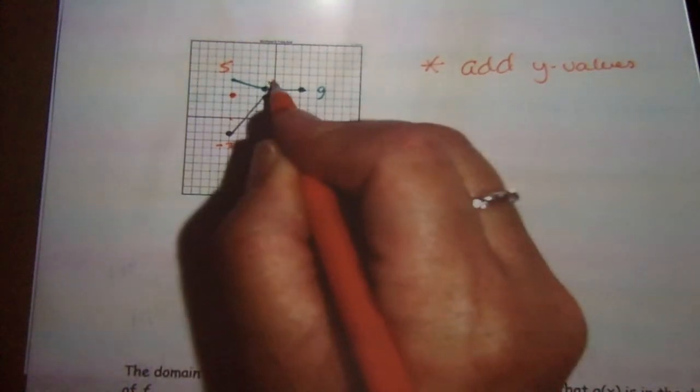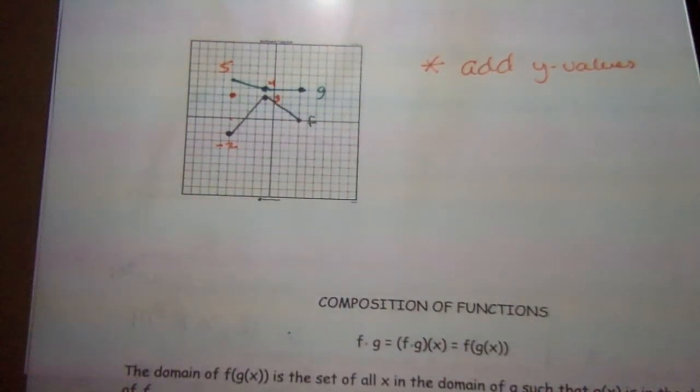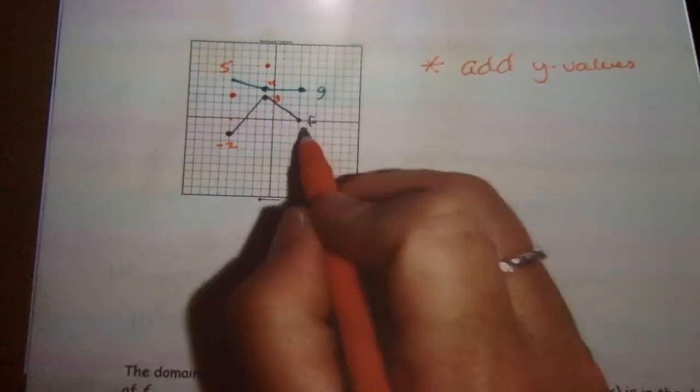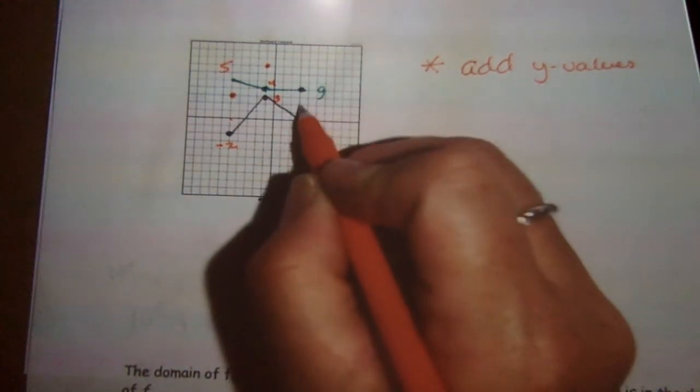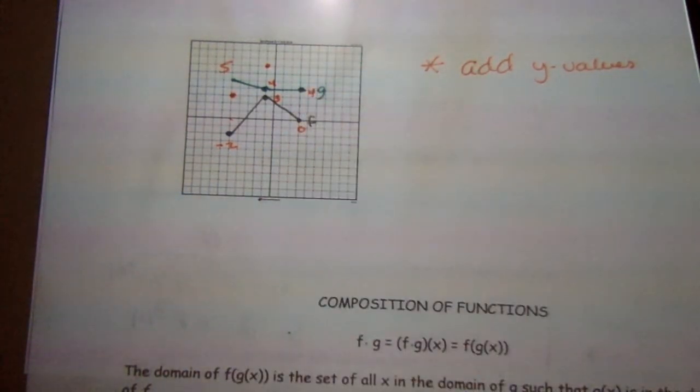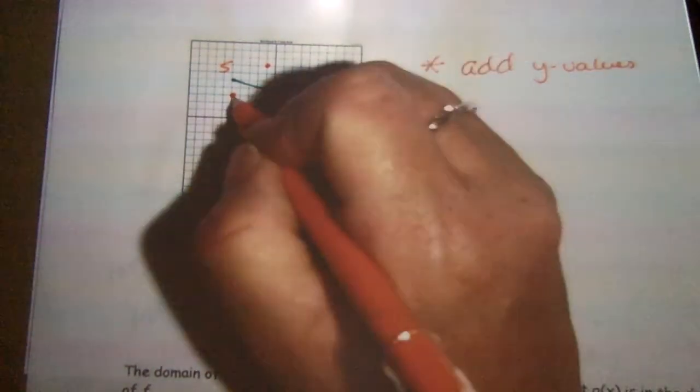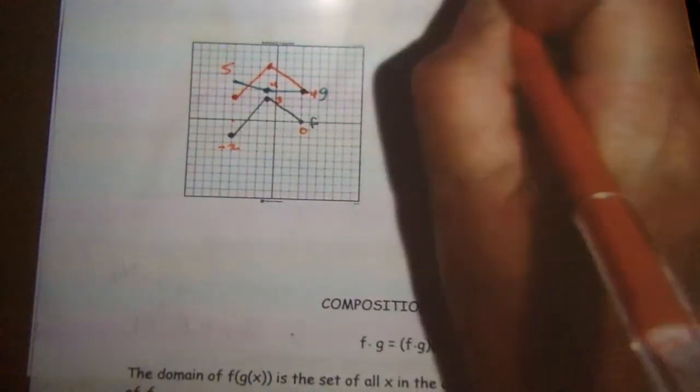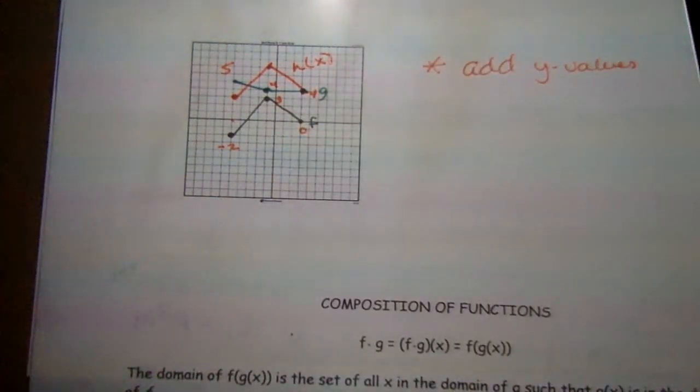This is 4. What do I get when I add 3 plus 4? 7. This is 0. This is 1, 2, 3, 4. What's 0 plus 4? 4. So our h of x looks like that.